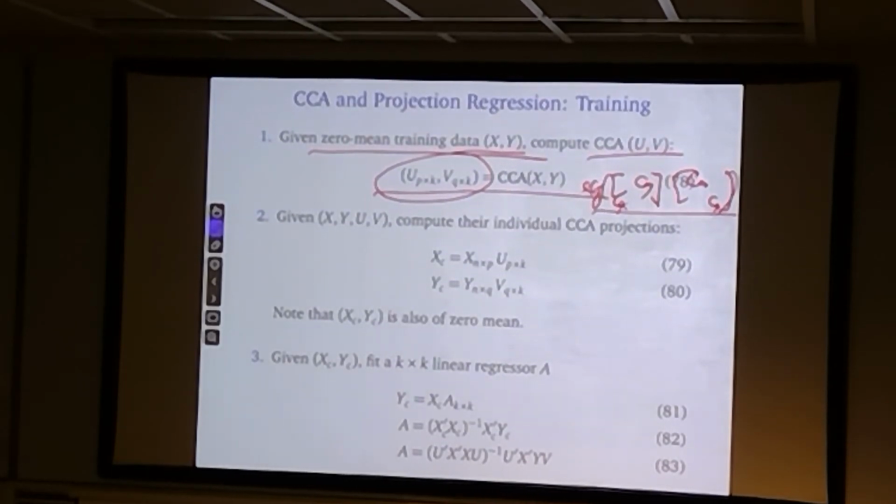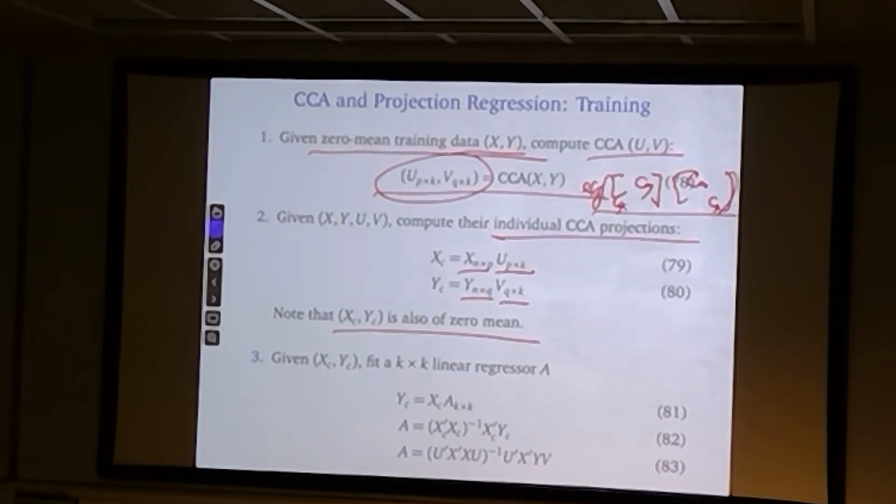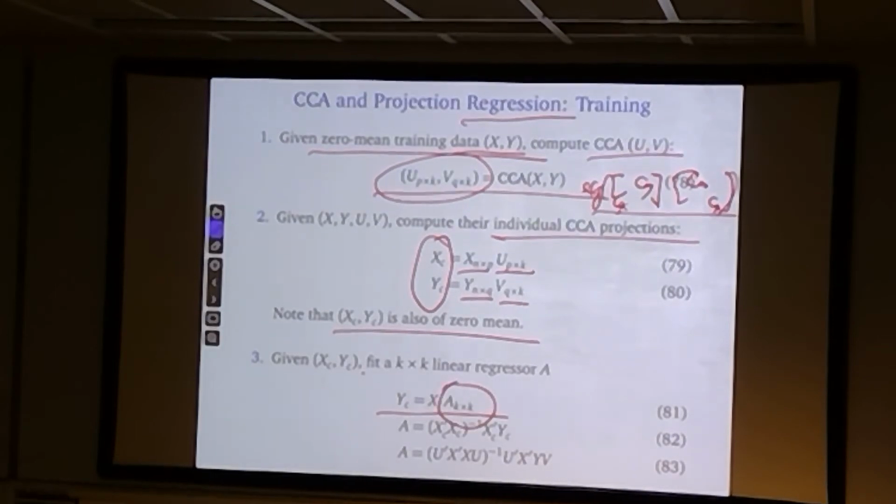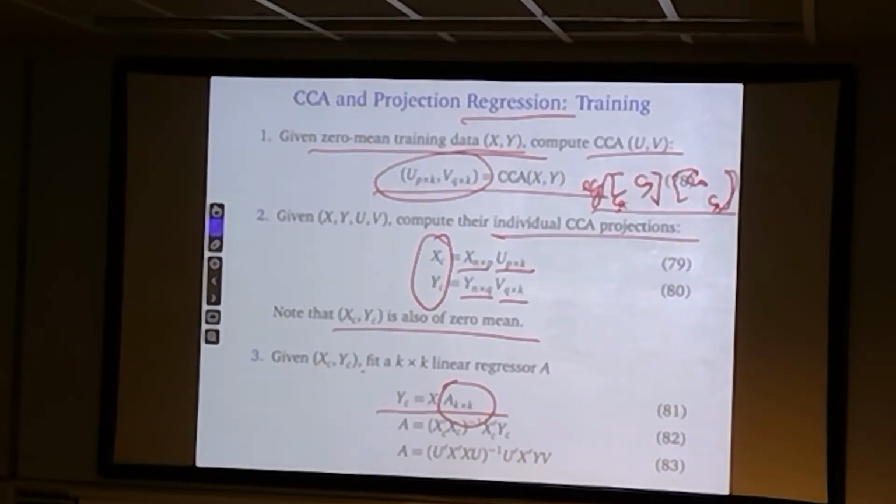Once I solve that, I can compute their projection: X project onto U, Y project onto V. This is also zero mean. If I want to do regression, given XC and YC, I can fit a K by K linear regressor on the coefficients, because I know now XC and YC lie in this perfectly correlated, maximum correlated space. So I can relate them with the linear transformation. And this I can solve with OLS, and that's my solution. And you can plug back with how you get your XC and YC, it's this equation.